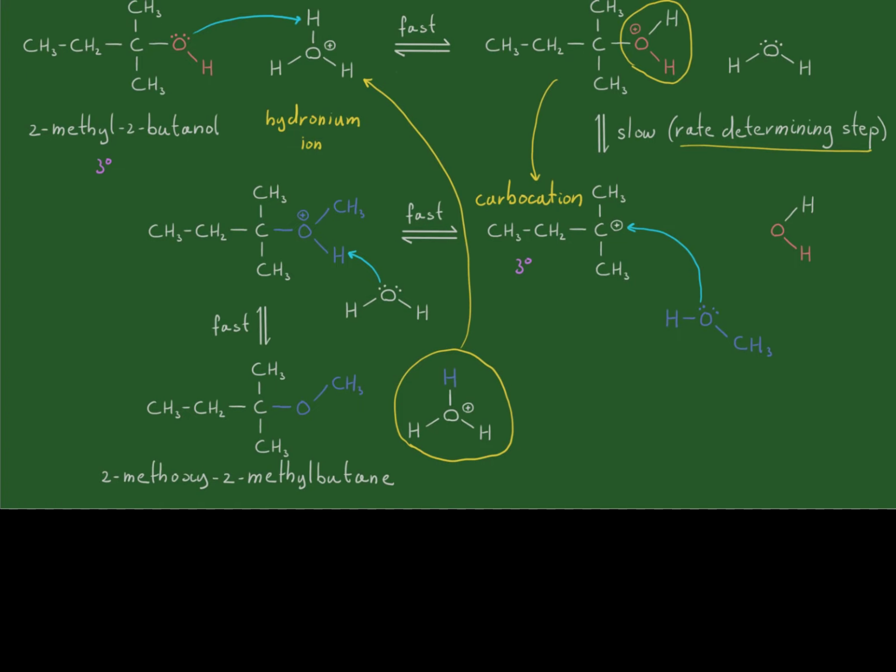So the key thing in an SN1 mechanism is that you need to form a carbocation. And because tertiary carbocations are more stable, a substrate that will lead to a tertiary carbocation will be more susceptible to an SN1 mechanism than a substrate that leads to a secondary carbocation or a primary carbocation.